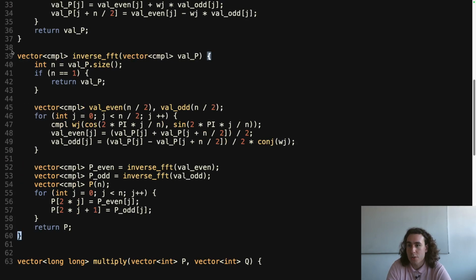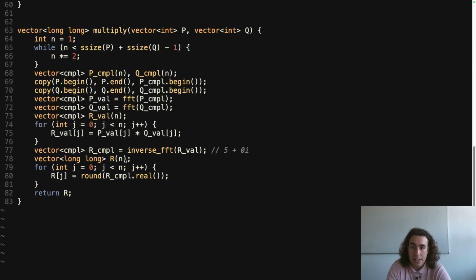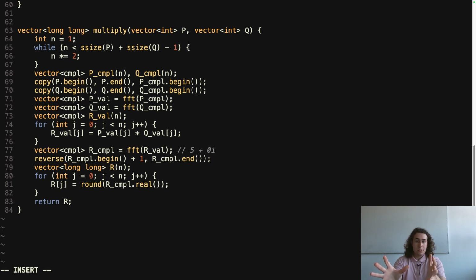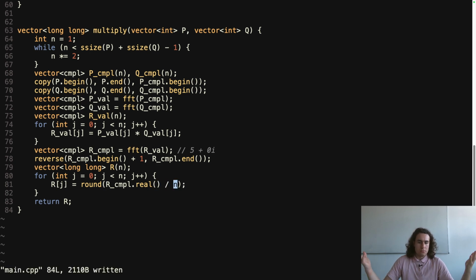So instead of using this tremendous function inverse FFT, here I'm just going to apply FFT itself. And then I'm going to reverse everything except for the 0th element. Reverse from begin + 1, and then these values are the values of P just multiplied by n. And now let's just divide it by n. And now we only need one function. This is absolutely crazy, but it works.